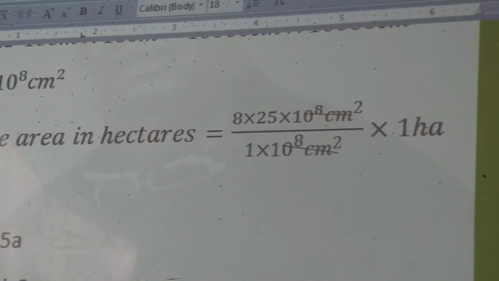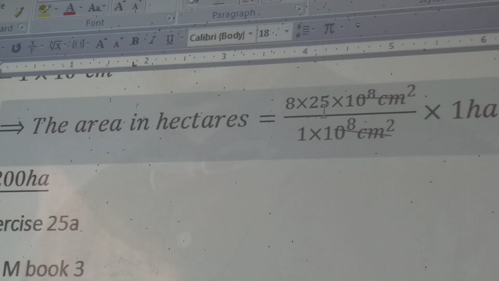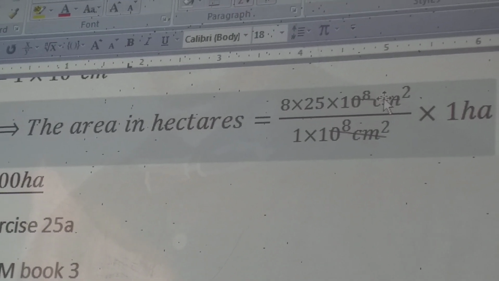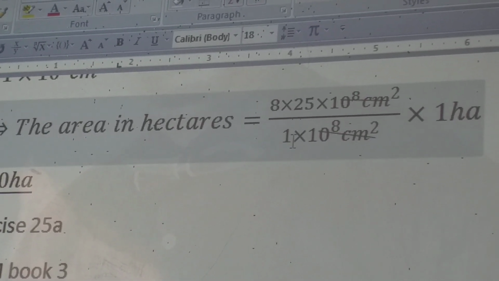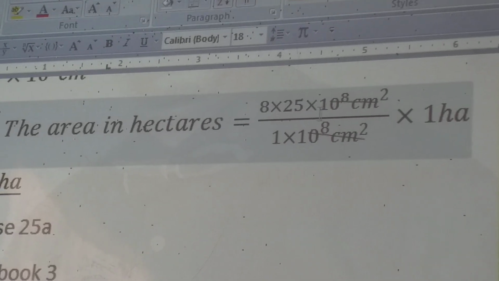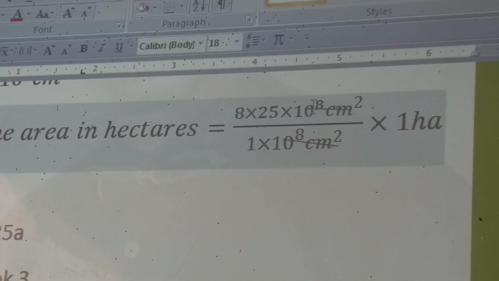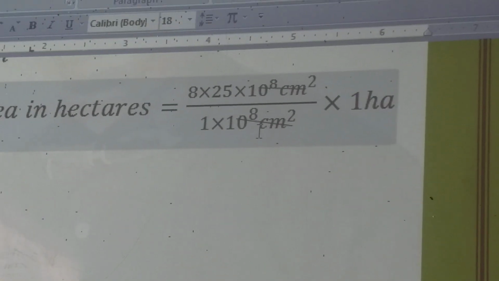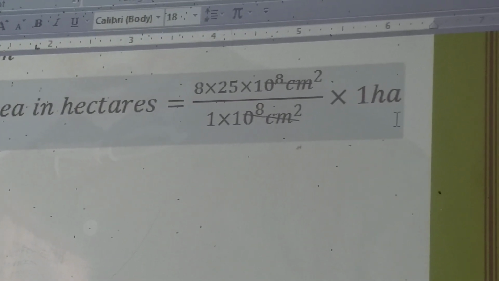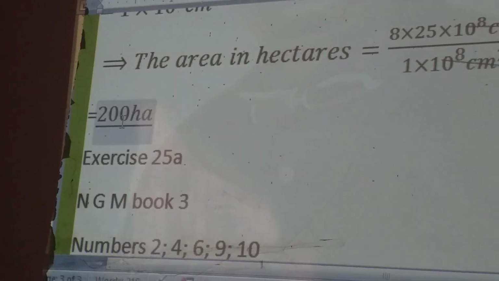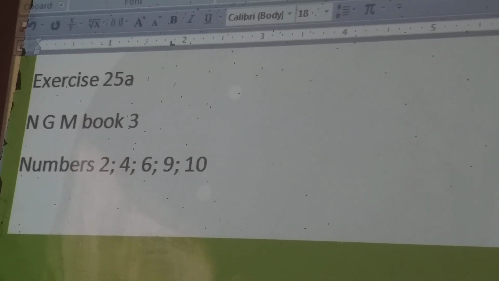Therefore, to find the area in hectares, we do simple proportion. We divide this area in square centimeters by 1 times 10 to the power 8 square centimeters, which means we are dividing by 1 hectare to find out how many hectares are in this. The 10 to the power 8 square centimeters cancel off. We are left with 25 times 8 times 1 hectare, which is equal to 200 hectares. That's the end.